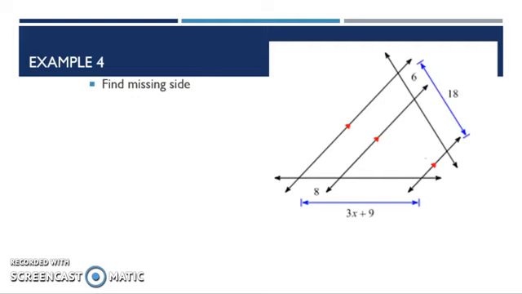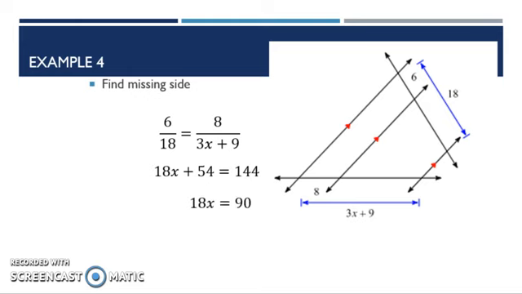Next example, 8 is to 3x plus 9 as 6 is to 18. Cross multiply, we get 18x plus 54 equals 144. Subtract 54, we get 90, divide by 18, and we get 5.